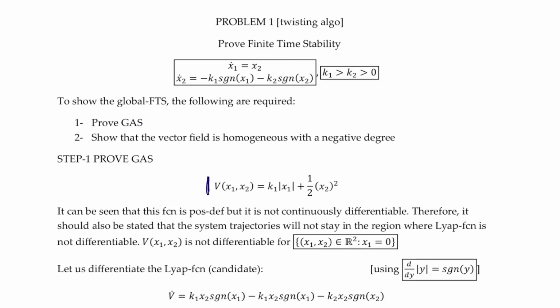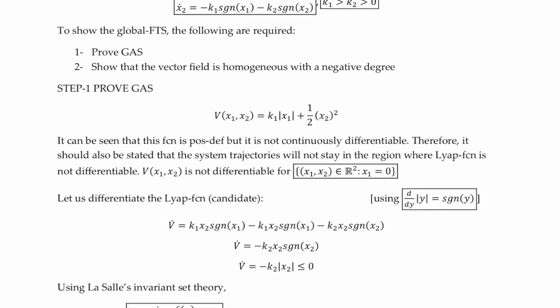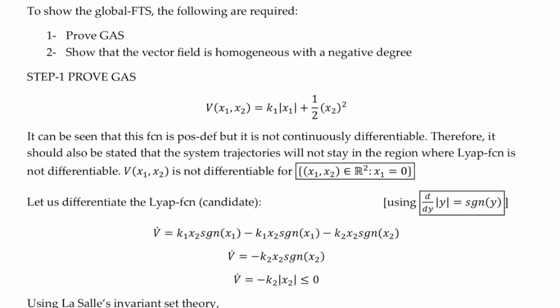Here is the Lyapunov function that we are looking at, and maybe I should zoom a little. I am looking at my screen. Everything is in order now. This is the Lyapunov function, and it can be seen that this function is positive definite, but it's not continuously differentiable. This is the set of functions that are continuously differentiable. So therefore it should also be stated that the system trajectories will not stay in the region where the Lyapunov function is not differentiable. This is another critical piece of information.